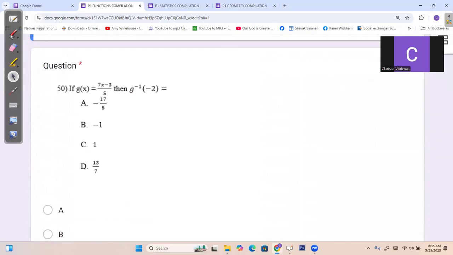We did this already as well. So G, you have to find G inverse first. G of x is equal to (7x minus 3) over 5. So y is equal to (7x minus 3) over 5. You switch, so x is equal to (7y minus 3) over 5.